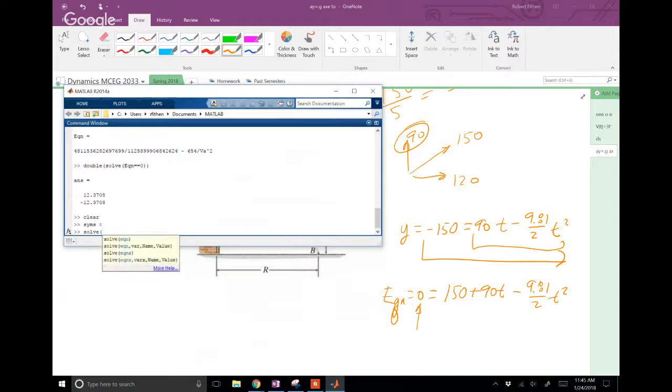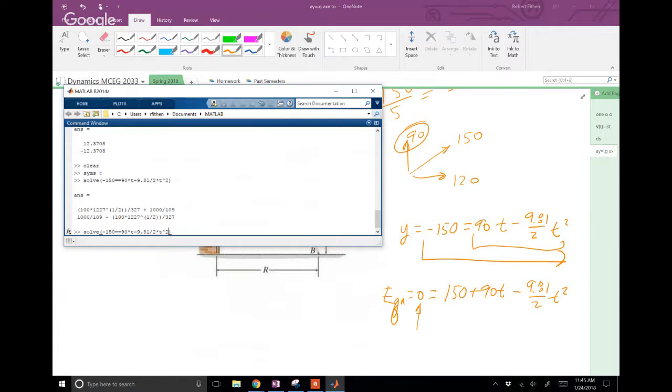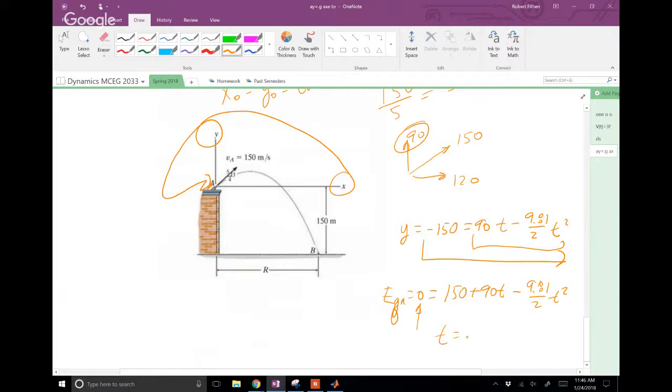Solve, and now I'll just write the equation. Minus 150 is the same as 90 times t minus 9.81 divided by 2 times t squared. Okay, obviously I get two answers. Supposed to, should. One of them will be minus 1 whatever, and the other one will be 19. Do I want to just say time is equal to 20? I don't know. I better not.